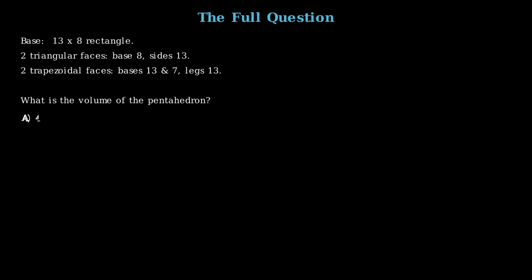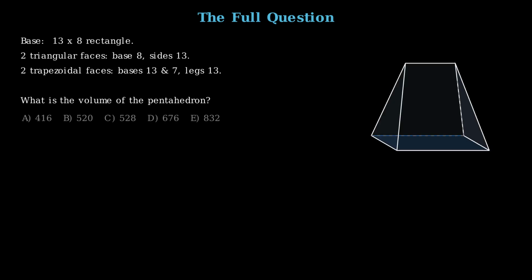Here is the full question. The base is a 13 by 8 rectangle. The lateral faces are 2 isosceles triangles with base 8 and sides 13, and 2 isosceles trapezoids with bases 13 and 7 and legs 13. What is the volume of this pentahedron? The choices are A. 416, B. 520, C. 528, D. 676, E. 832. Let's solve this step by step.